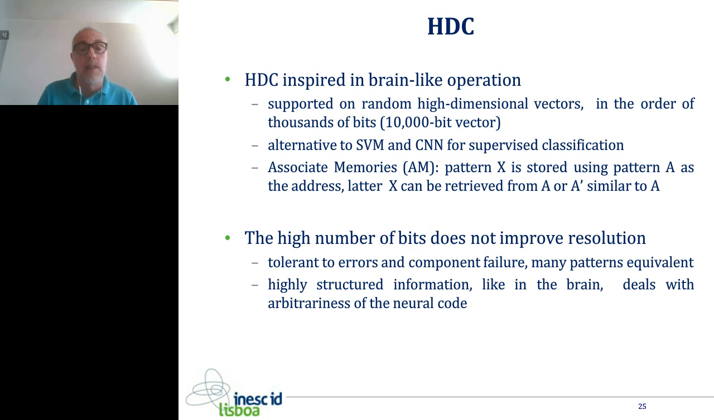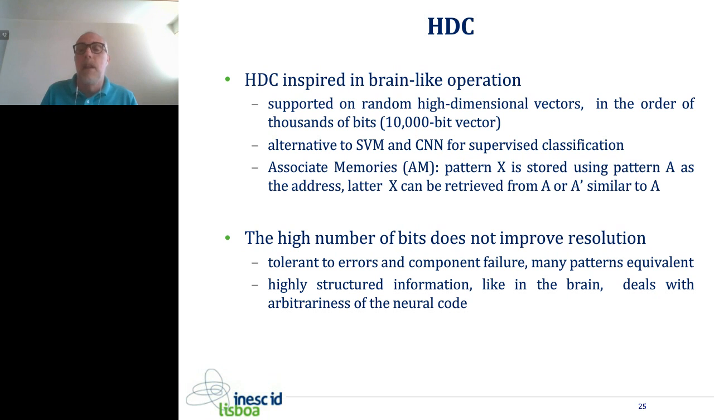I would like to call your attention that this high number of bits does not at all improve resolution. It's not possible to give some meaning to a vector with 10,000 bits, which is a large number of bits. The main advantage of these high random dimensional vectors is that they are tolerant to errors and component failure, because you have many patterns that are equivalent. And if you think, this is also what we have in stochastic computing. And you have highly structured information, like in the brain, that can deal with the arbitrariness of the neural code, as we can consider it.